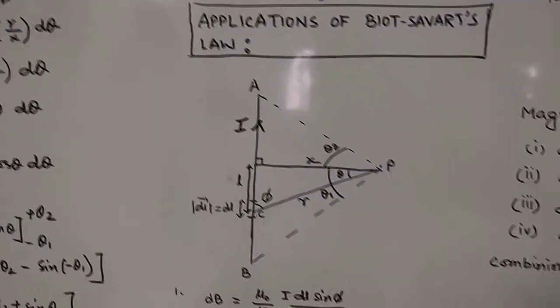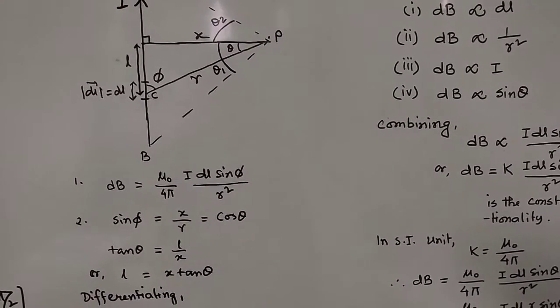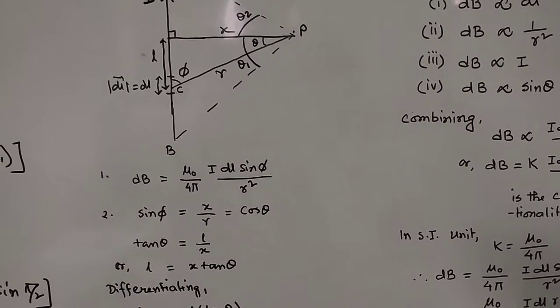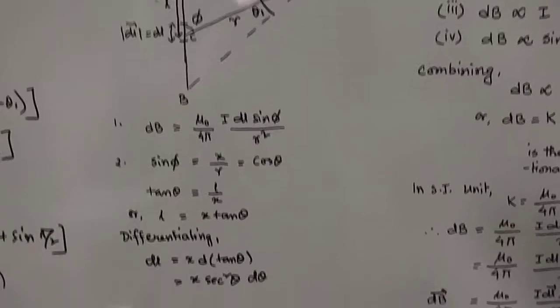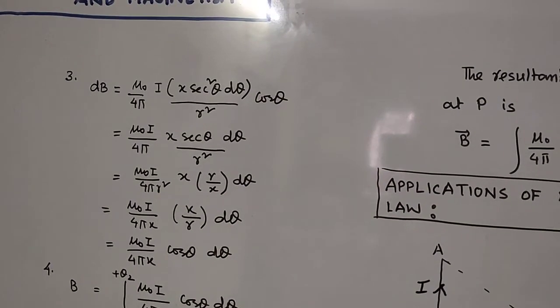In place of sin theta, what you can write, sin phi. In place of sin phi, you can write cos theta, no? Because sin phi and cos theta are identical. So we will substitute it. Mu naught by 4 pi I, dl value we have substituted from here. Sin phi is nothing but cos theta, and r square is already there. So this one we have done.